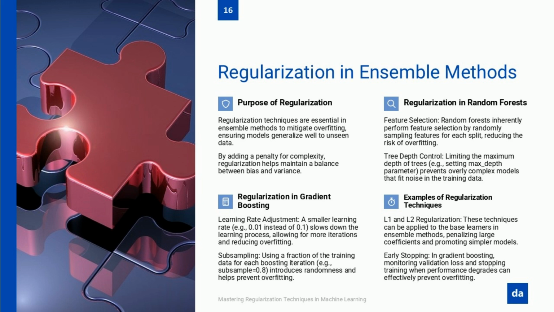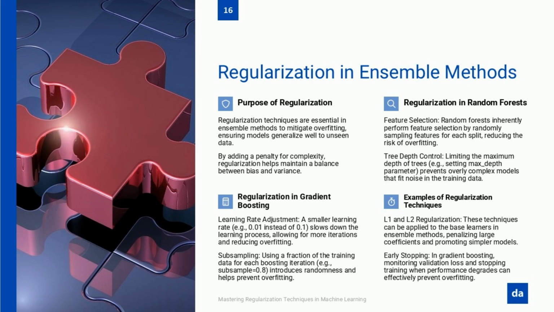Setting a minimum number of samples per leaf, which forces the model to generalize over more data points before making a split. Using feature subsampling so that each tree sees only a subset of features, preventing it from relying too much on any single variable.